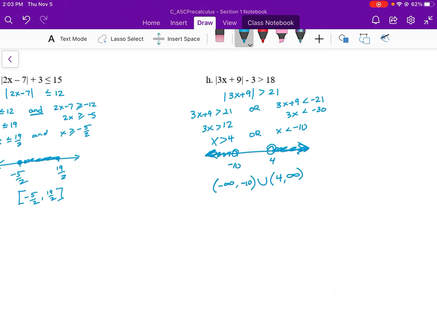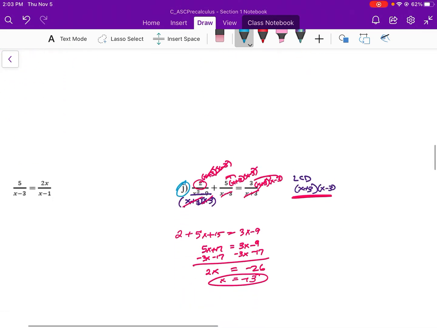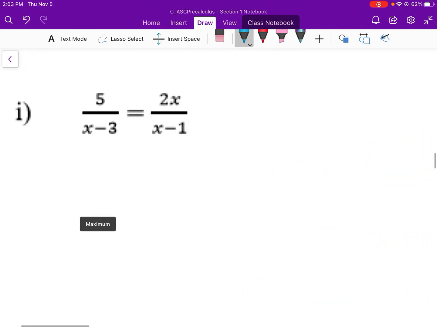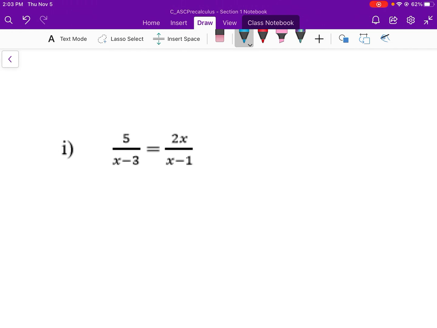And then I have these fun ones with rational equations. I'm going to try to talk fast so I can only make 2 videos. So this one is easy because it's just 2 fractions, and I would totally cross multiply.